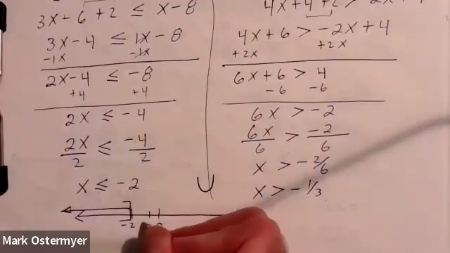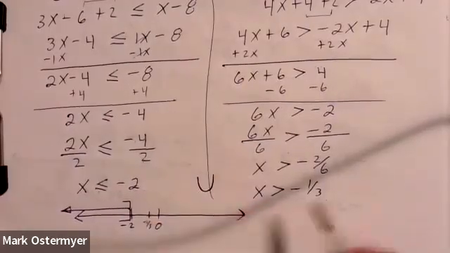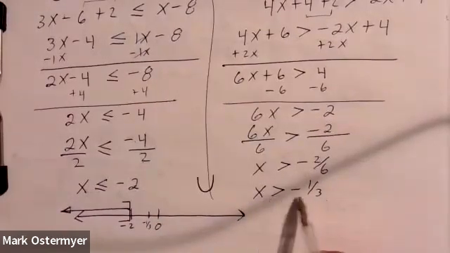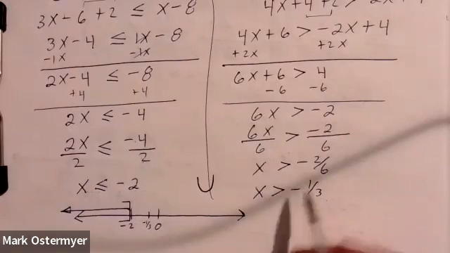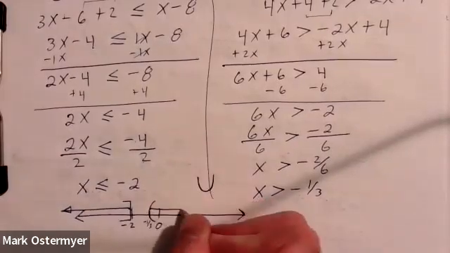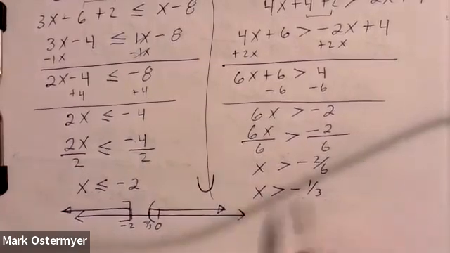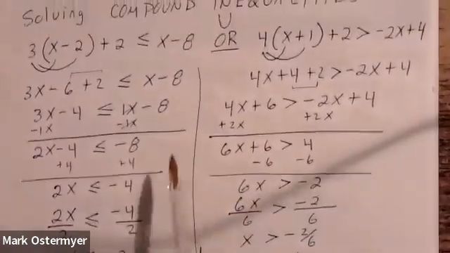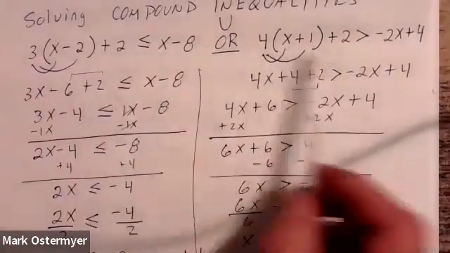So I will put -1/3 a little bit to the left of 0. And notice -1/3 is not to be included in this solution set. You don't have the equal sign here. So therefore, we would have an open parenthesis on -1/3 and shade to the right to include real numbers that are greater than -1/3. So this would be the graph of the solution set of this compound OR inequality here.